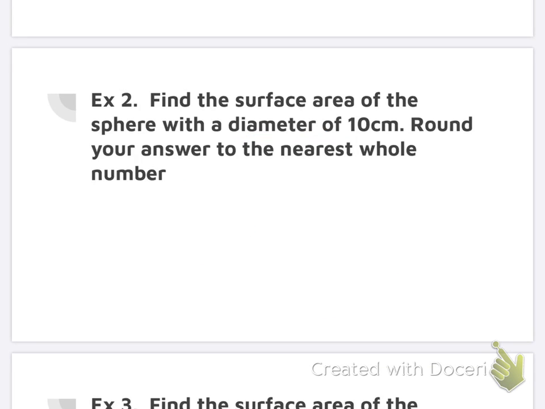Okay, example number 2. Find the surface area of a sphere with a diameter of 10 centimeters. Round your answer to the nearest whole number. Remember, we don't need diameter, we need the radius. So radius equals diameter divided by 2. So 10 divided by 2 is 5 centimeters.